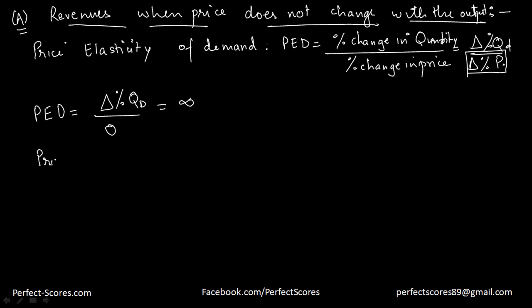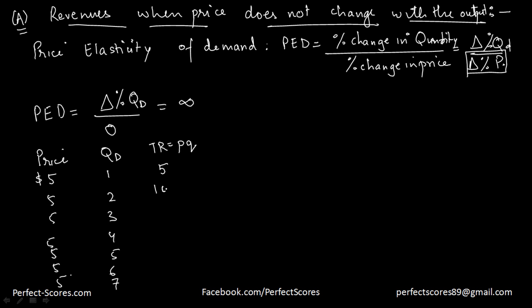Let's suppose that the price of the product is always $5. It doesn't matter what my quantity demanded is. Let's suppose my quantity demanded is 1, 2, 3, 4, 5, 6, 7, and the price remains 5, no matter what. But what about the total revenue, which is equal to the price times the quantity demanded?